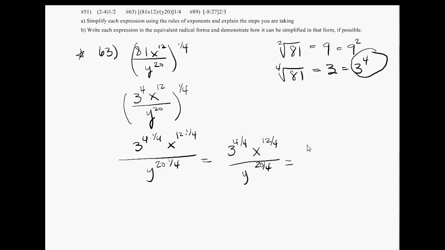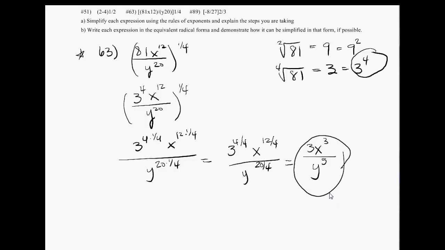All right, so 3 to the 4 over 4th power, right? That is 3 to the first power, okay? So just 3. Okay, so then 3 and then x, and then 12 divided by 4 is 3. And that's going to go over 20 divided by 4 is 5, okay? So we have 3x to the third power over y to the 5th power. Okay, so this is as simplified as we can get.